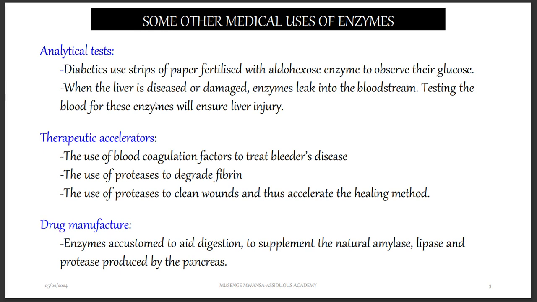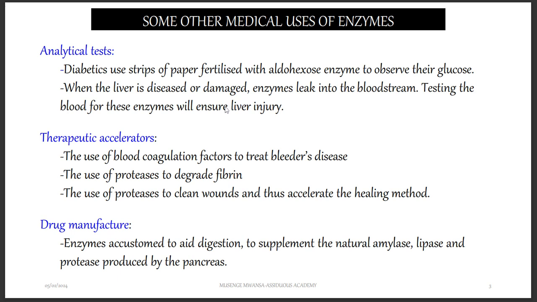So when the liver is damaged, or when the liver has got a disease, this enzyme will be able to leak into blood. And so when you test the blood and then you see this enzyme, it will mean that okay, there is a problem with the liver. So that is an analytical test using these enzymes which are involved in the metabolism of glucose.